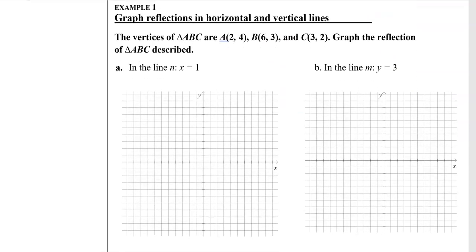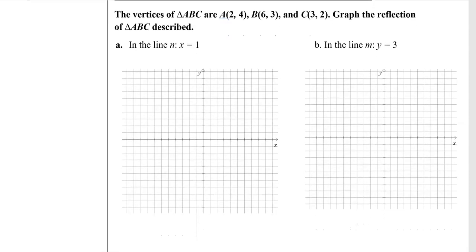We are going to graph reflections in horizontal and vertical lines. It says here the vertices of ABC are as follows. Graph the reflection of triangle ABC as described. I want to do all of this on a graph initially, and then we might be able to switch over to just using coordinates.